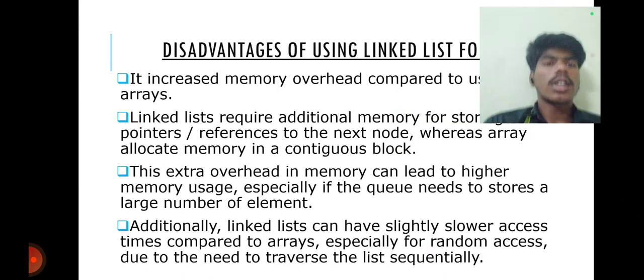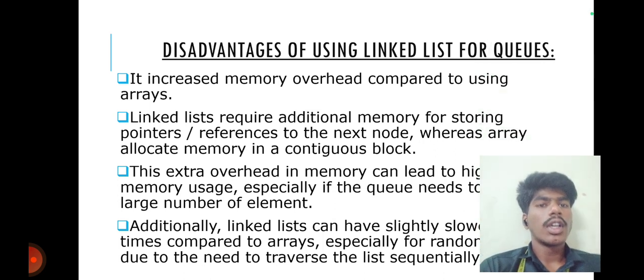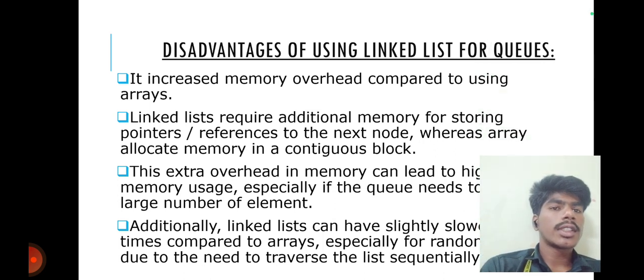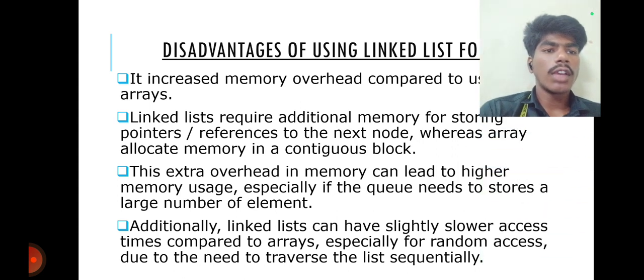Now, the conclusion. Disadvantages of using linked list for queues. It increases memory overhead compared to using arrays. Linked list requires additional memory for storing pointers, references to the next node, whereas arrays allocate memory in contiguous blocks. The extra memory overhead can lead to higher memory usage, especially if the queue needs to store a large number of elements.